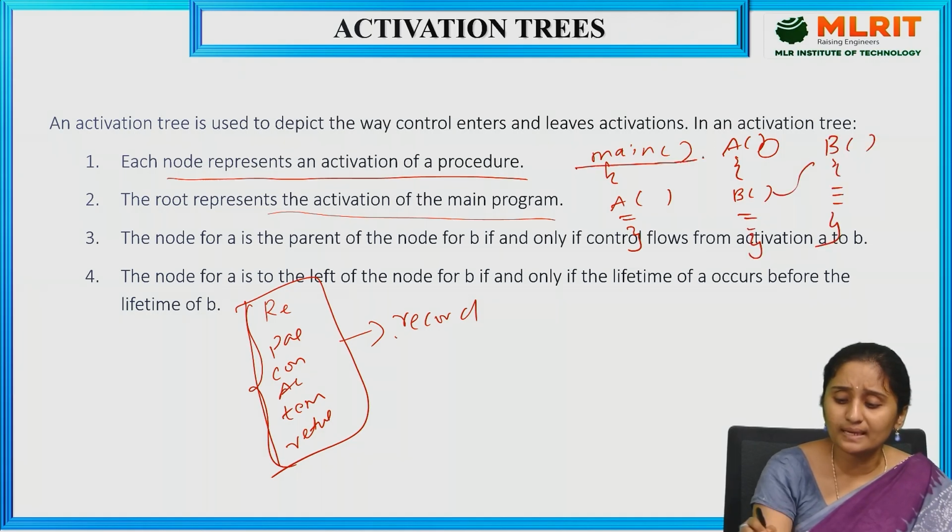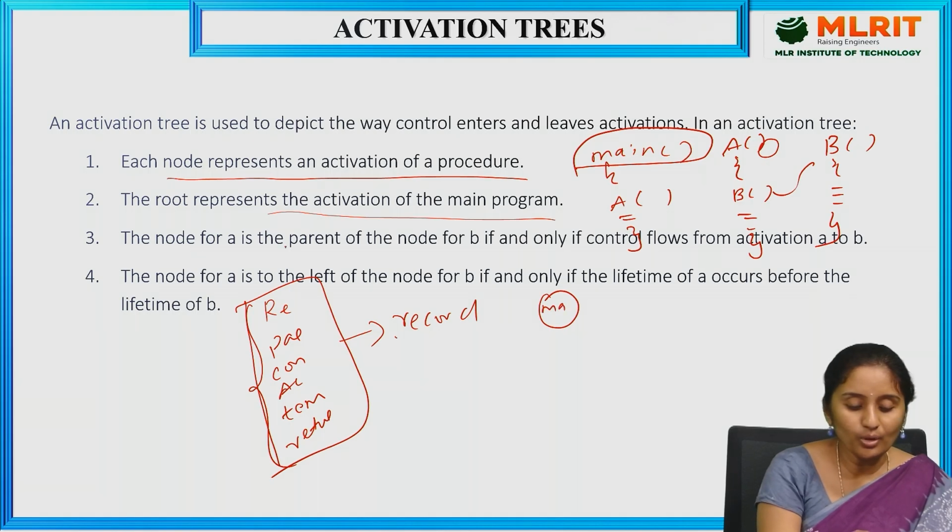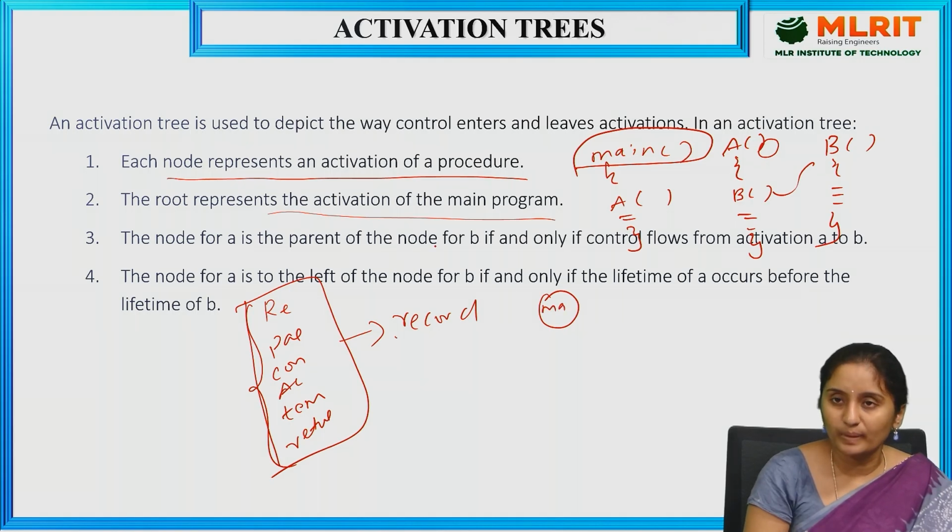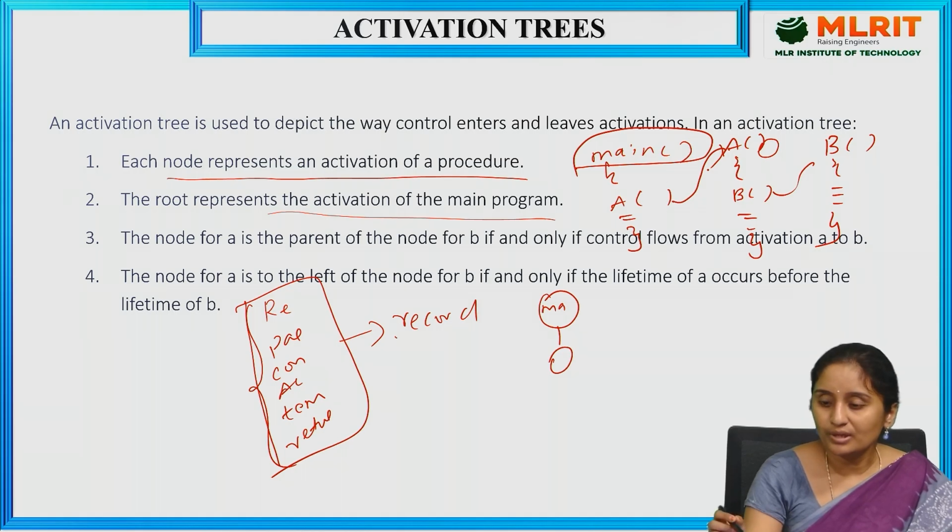So main is nothing but acting like a root node. The root represents the activation of the main program. This is the main program, and the node for A is the parent of the node B. So in the main, I have A as an activation record. It is going to be called, and the activation record A is going to be executed. Then in this activation record A, B is there. So B is going to be executed.